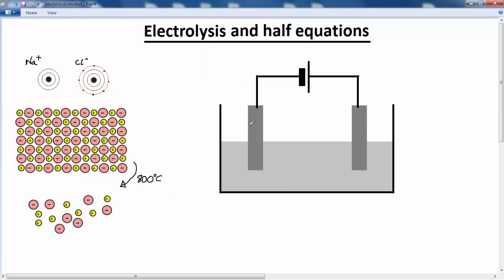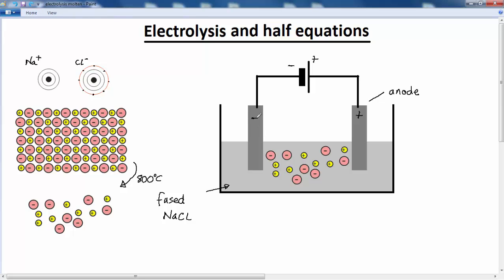So what we've got here is the electrolysis of fused sodium chloride. Now, fused is another word for liquid, or that it's in the liquid state. Let's just talk about this arrangement for a minute. We can see we've got 2 electrodes, and the electrodes are connected to a battery. That's the positive terminal of the battery. That's the negative terminal of the battery. So this becomes the positive electrode, also known as the anode. And this becomes the negative electrode, which is known as the cathode.